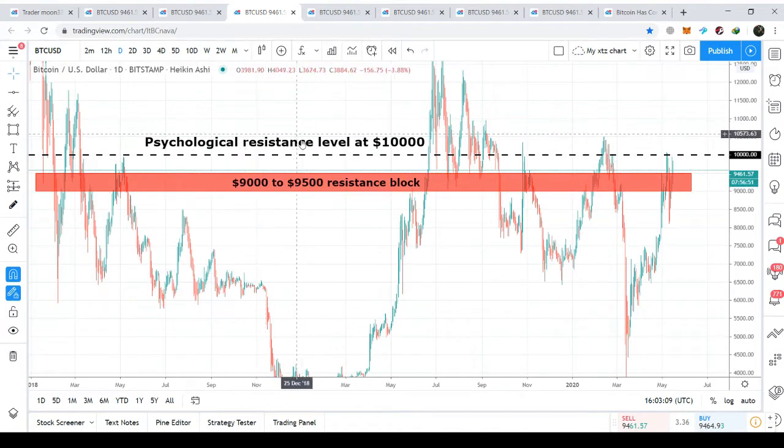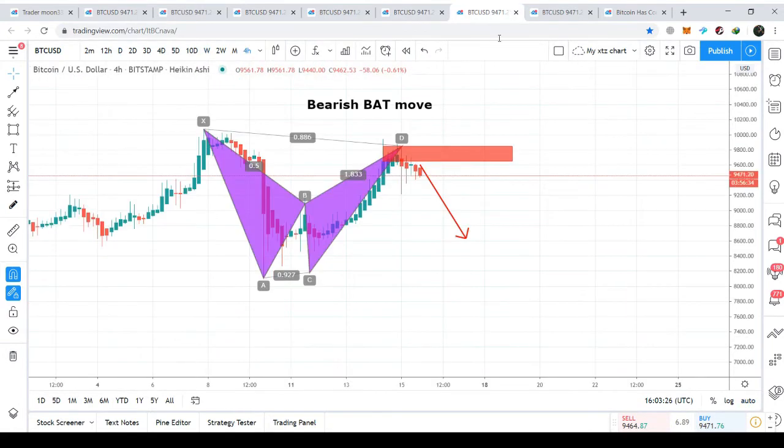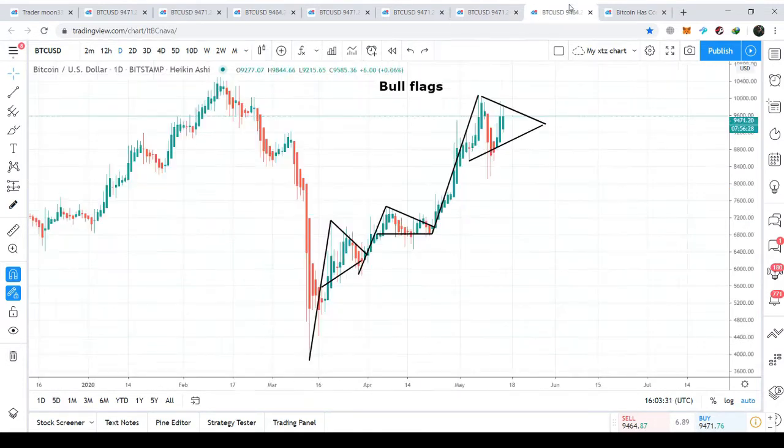And I would like to recall this very strong resistance block of $9,000 up to $9,500 and the psychological resistance level of $10,000. And we will also watch these different channels that are formed on the daily chart and on the weekly chart as well. And the strong bearish signals appeared on the short-term 4-hour chart. And we will also watch the possible bull flags formation on the daily chart as well.